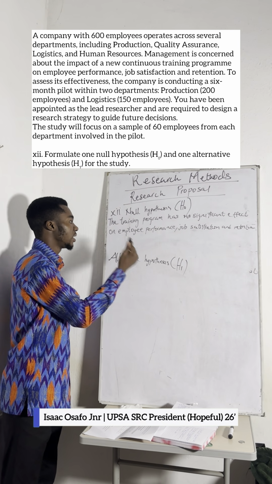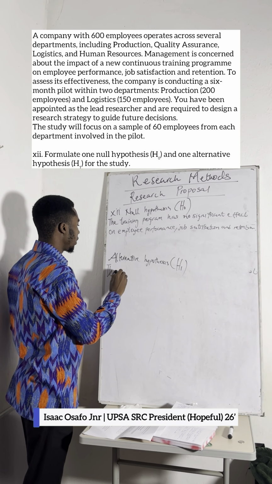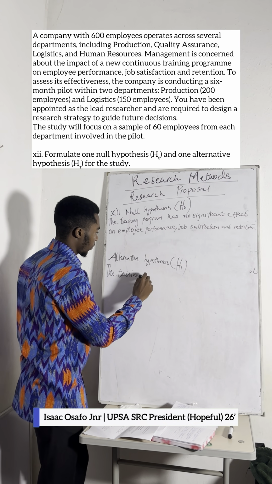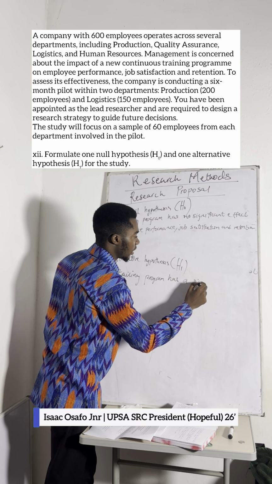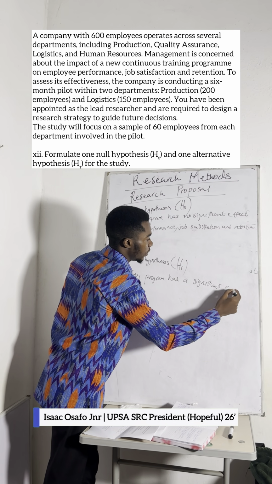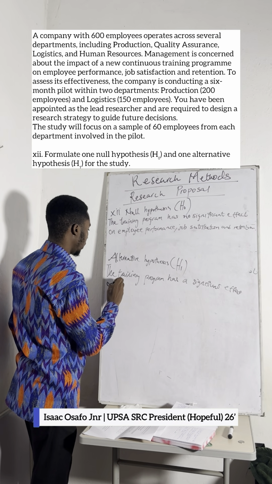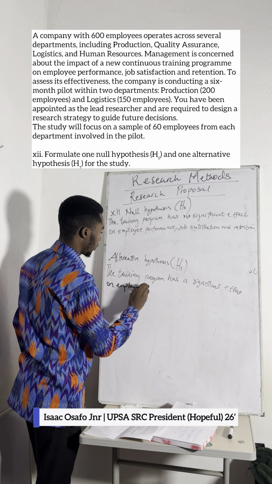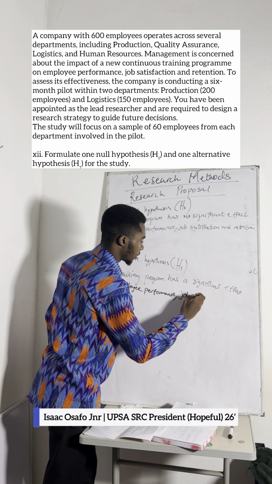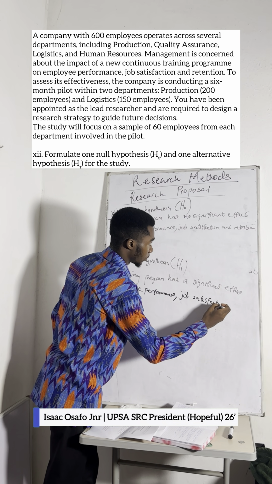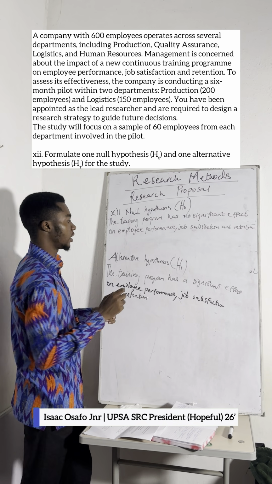Do you get it? So for the alternative hypothesis, if it is not the null hypothesis, then we will say that the training program has a significant effect on employee performance, job satisfaction, and retention. So this is the alternative hypothesis.